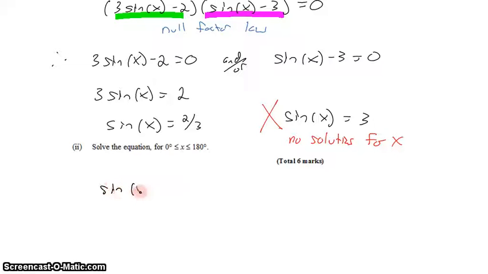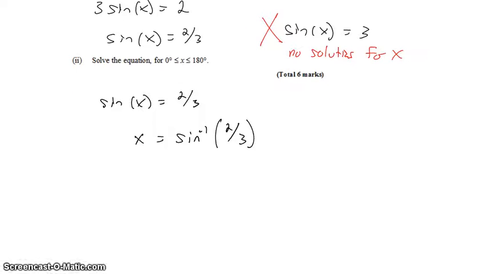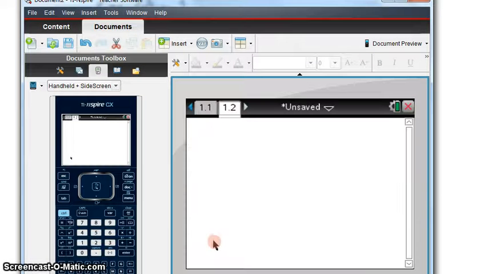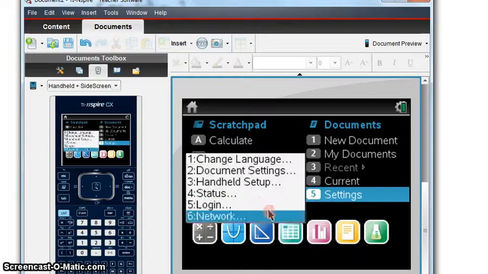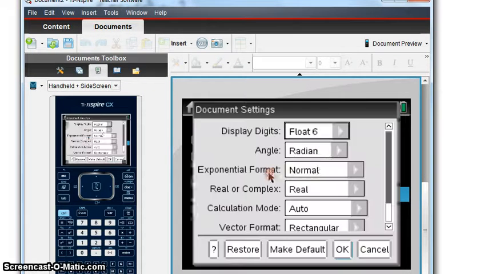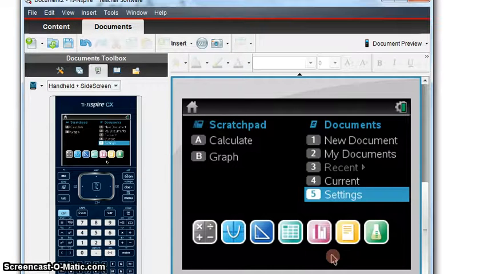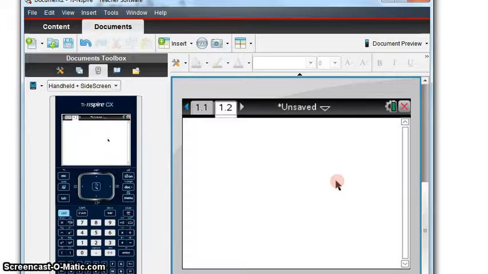We're only going to work with sine of x is equal to 2/3. To solve this for x, we'll take the inverse sine of 2/3. Now 2/3 is not one of the components of a major angle on the unit circle, so this is not something that you'll be expected to do in your head. You'll need to use your calculator to solve this. So let's pull up the calculator, and we'll pull up a new calculator page. And one thing we'll want to do is make sure that our settings are in degrees. So we'll go into Settings, Document Settings, and change the angle to degrees. Make that change, and we can go back to the page.